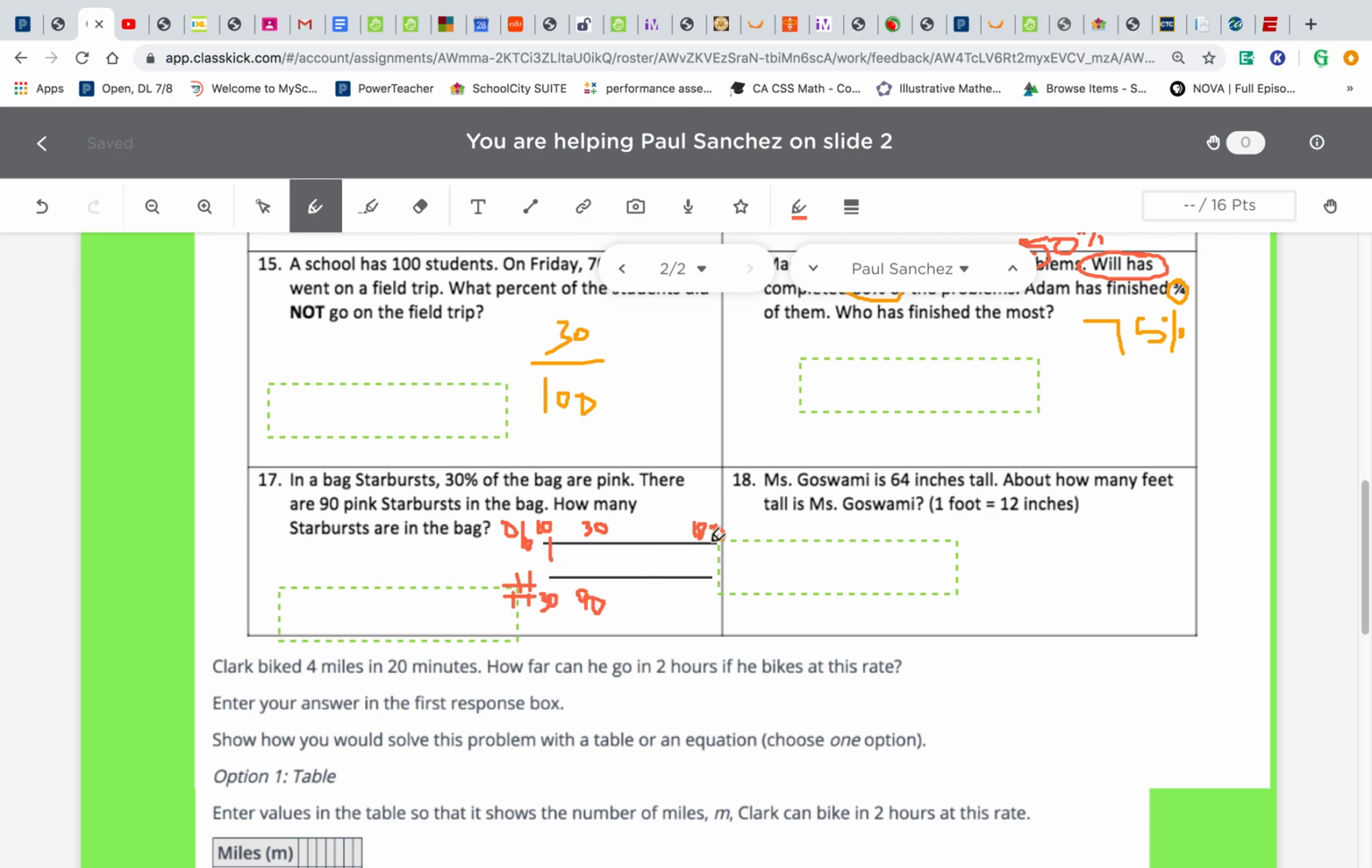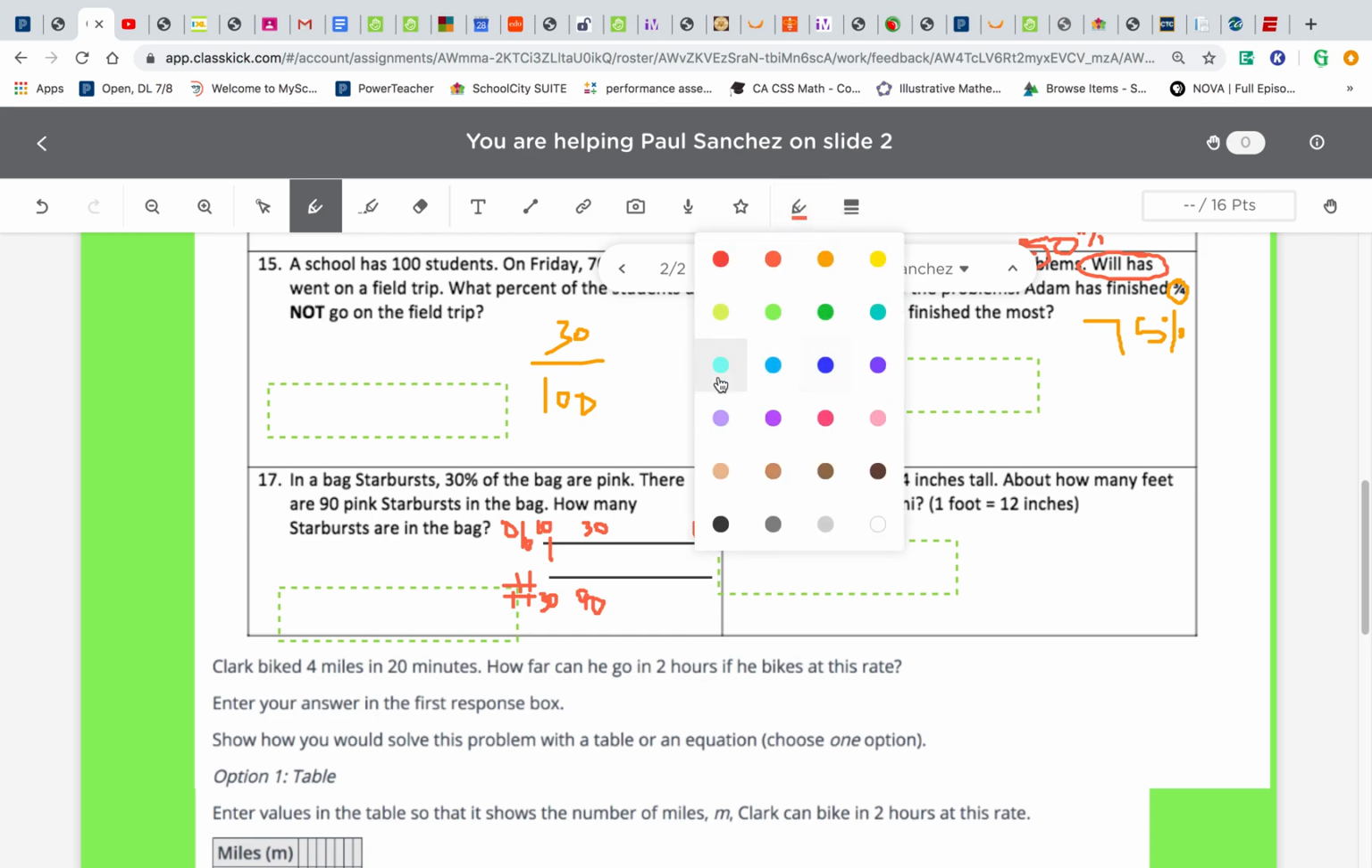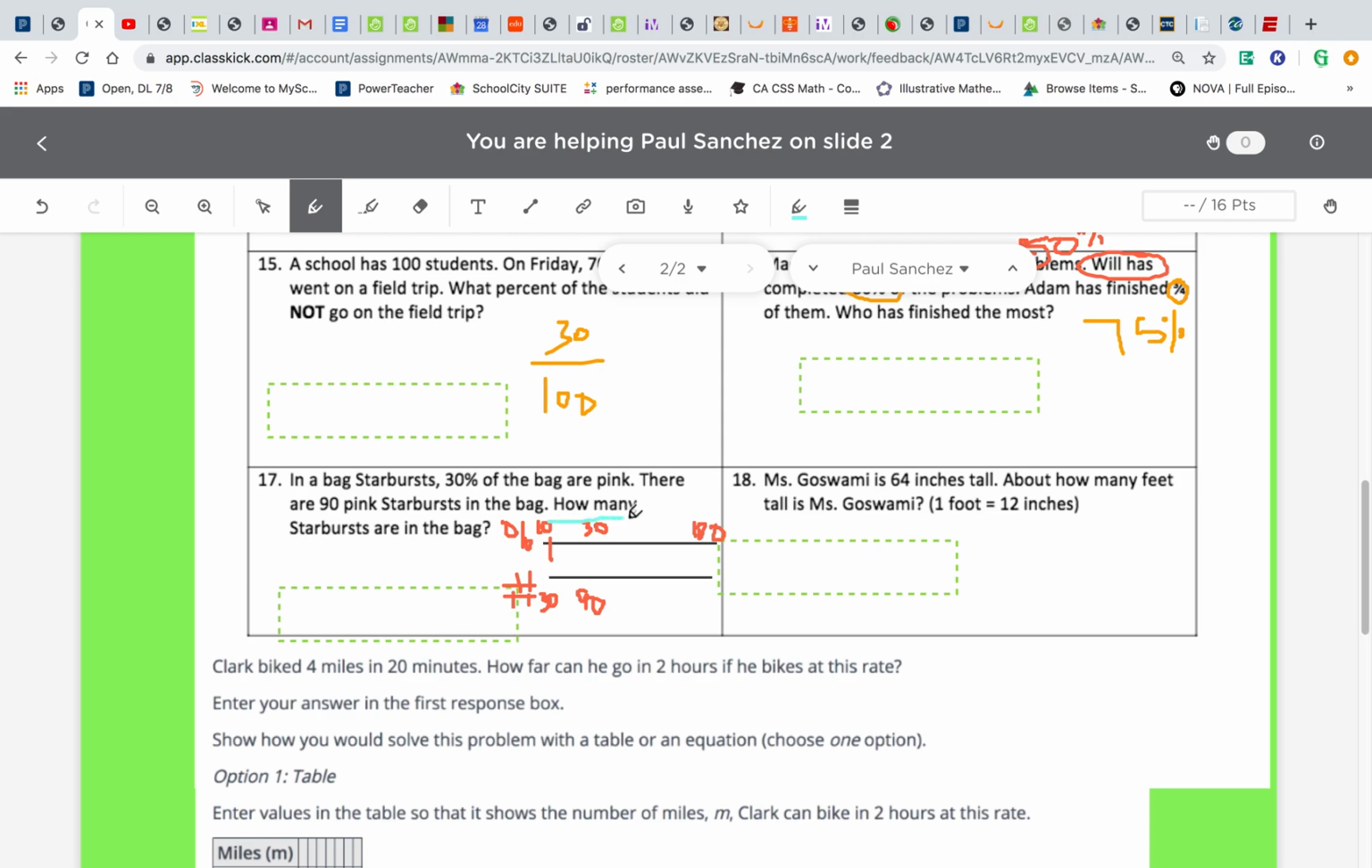So how much would 100% be? We're going to go from 10 to 100. So to go from 10 to 100, we're going to multiply times 10, right? So it's going to be the same thing here. We're going to do 30 times 10. We're going to add a 0 on the end. It's going to be 300. All right, great.